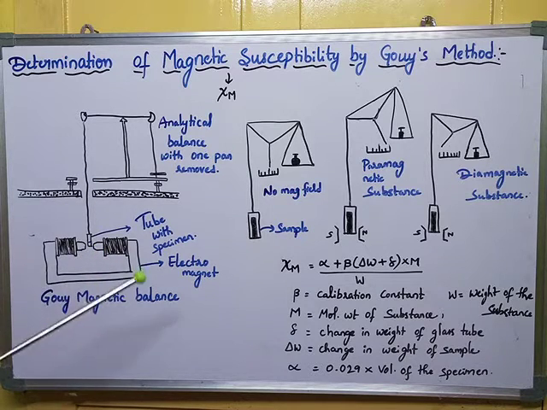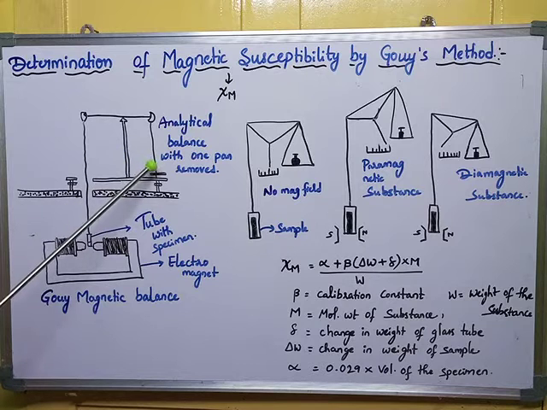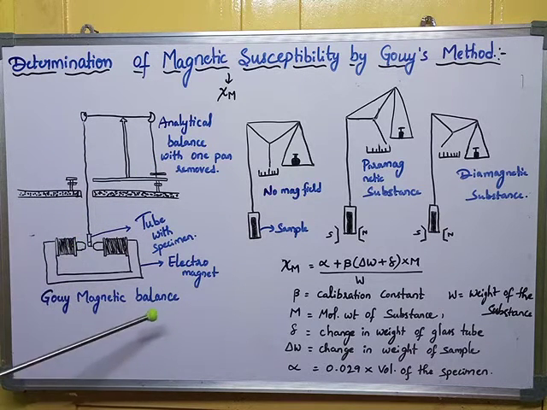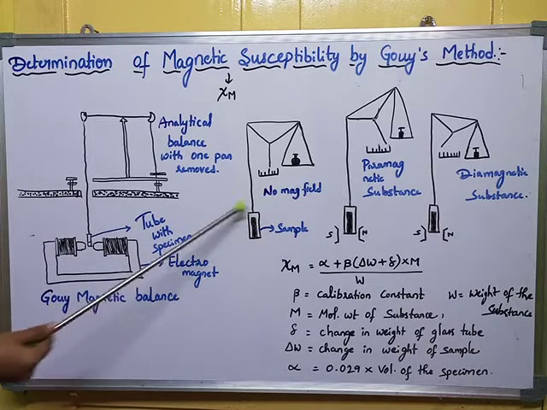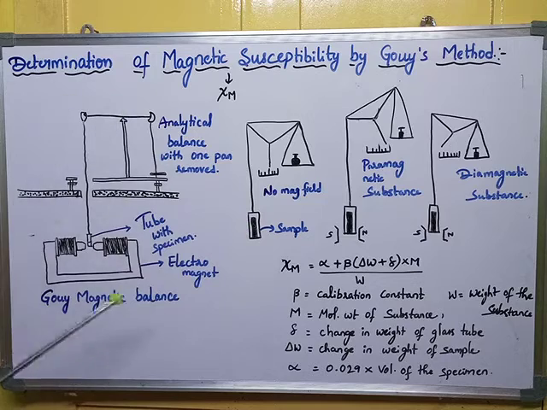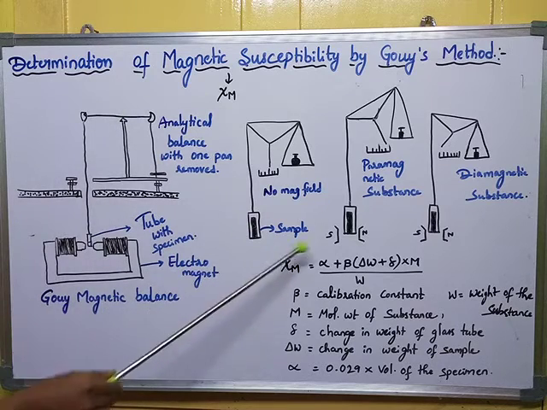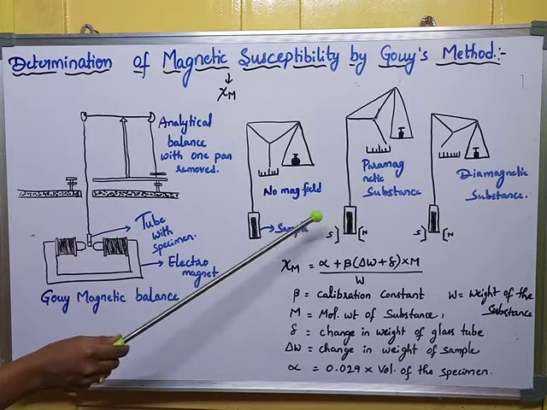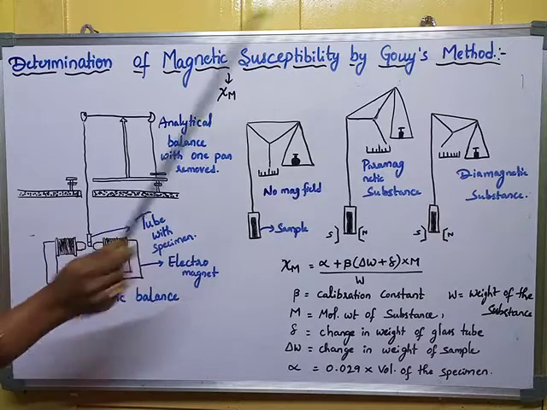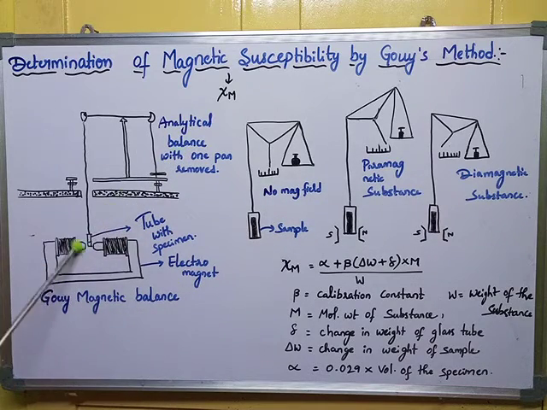So what we will do here, in the beginning we'll take the weights, and we'll take only the sample weight without applying the magnetic field. We are not applying any magnetic field in the first step. In the second step, we'll take a paramagnetic substance, and in another case we'll take a diamagnetic substance. If you observe, this tube is marked to some level. To that level, the substance is taken inside.